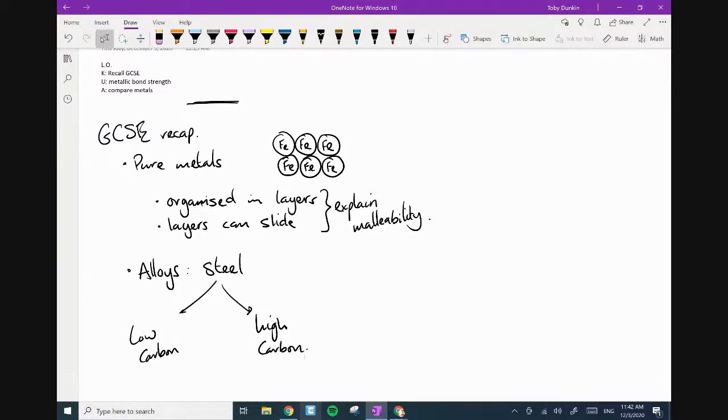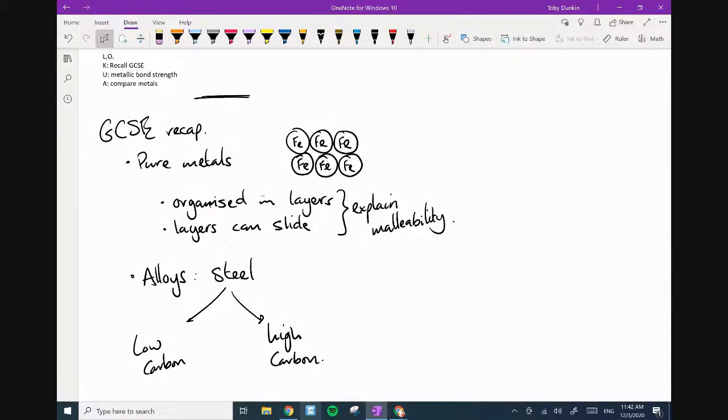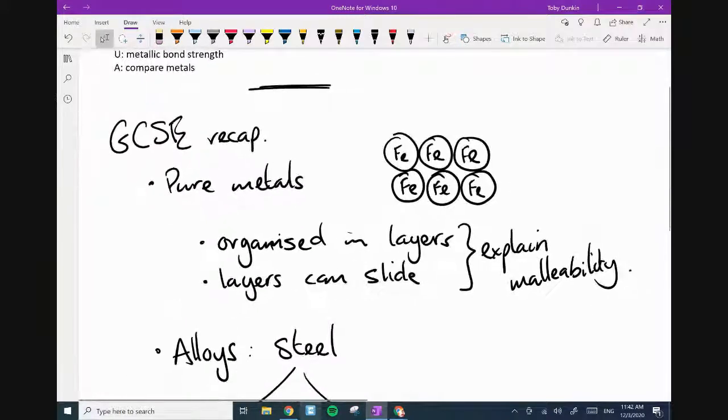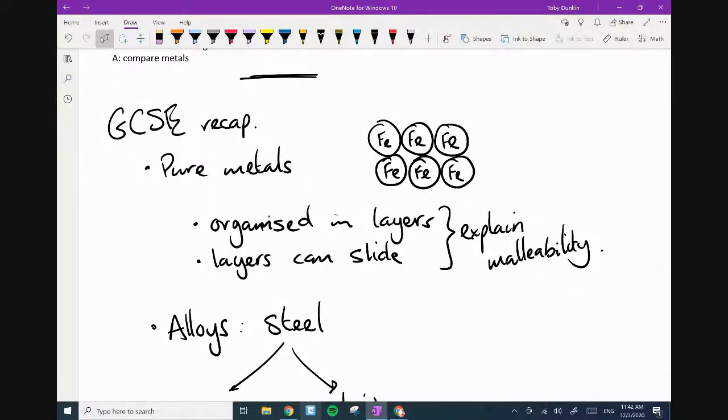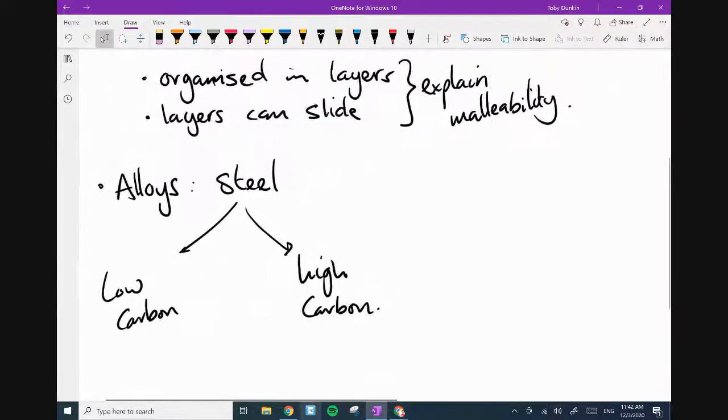Yes, sir. Fabulous. So the first learning objective: recall GCSE metallic bonding. Next, understand metallic bond strength. Number three, be able to compare metals. The first thing you got at GCSE was pure metals, this simple diagram, organized in layers, and those layers can slide, and that explains malleability. Then we picked up alloys, two specific alloys, low carbon and high carbon steel, and the picture was the same.